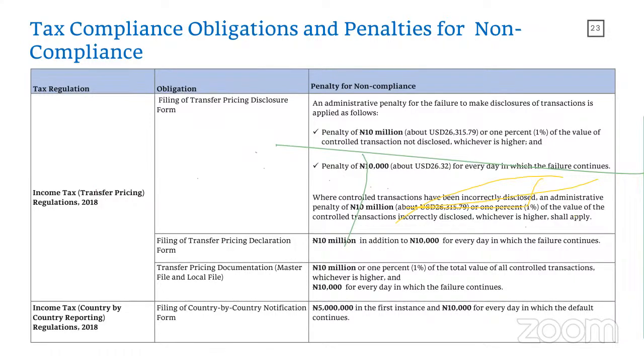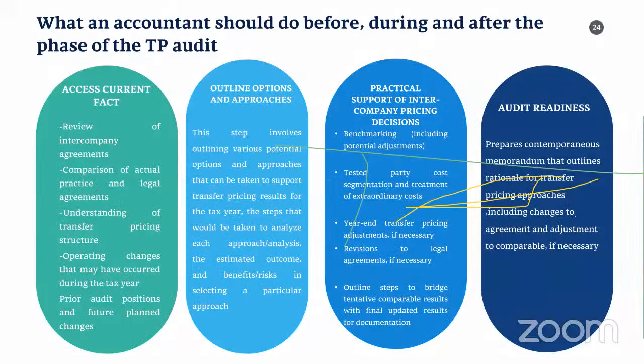And where the control transactions are collectively disclosed, there's an administrative penalty of 10 million as well. Then, filing of transfer pricing declaration form, 10 million again for every day in which failure continues. So you see, you don't want to go there, because if you do not fulfill the obligation, then your clients will still be paying penalties. And these are easy and simple things that you can just do. But because a lot of us do not know, our clients fall into this pitfall and get into that problem.